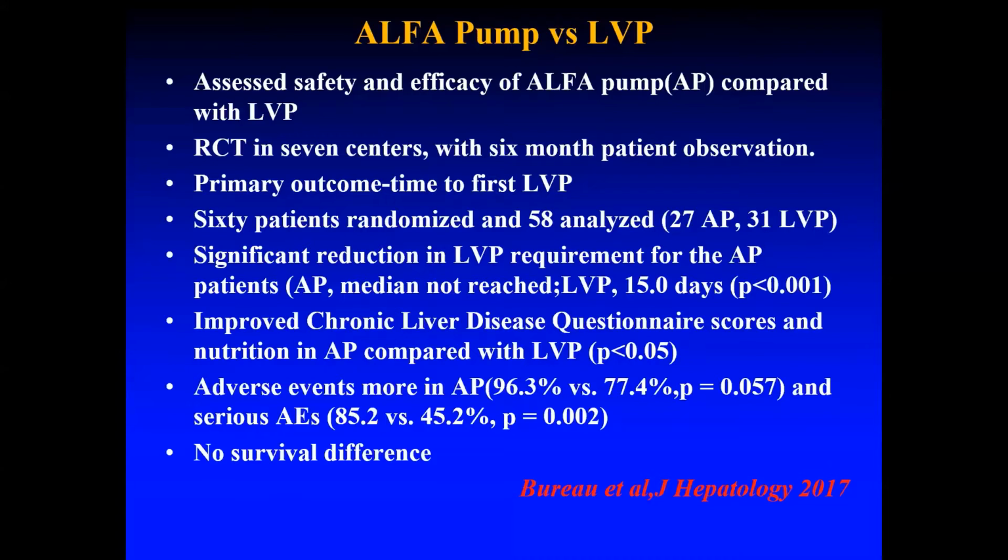And then there was a significant reduction in the LVP requirement for the alpha pump patients. The chronic liver disease questionnaire scores and nutrition were also improved in the alpha pump compared with LVP. Adverse events were more in the alpha pump, that is 96.3% versus 77%, and this was not very significant, and the serious adverse events were slightly more, and there was no survival difference in the alpha pump group.